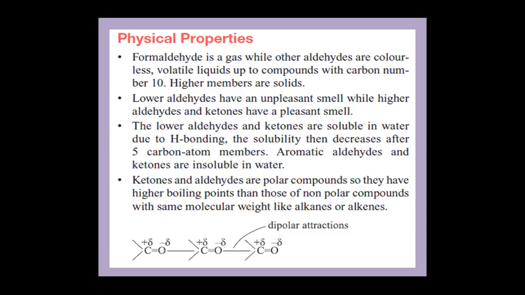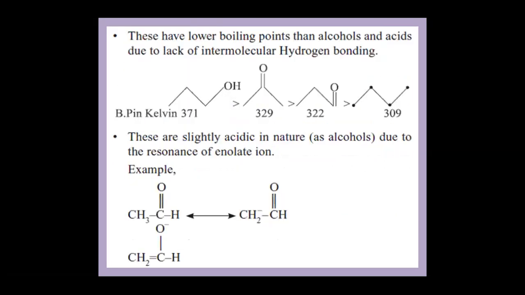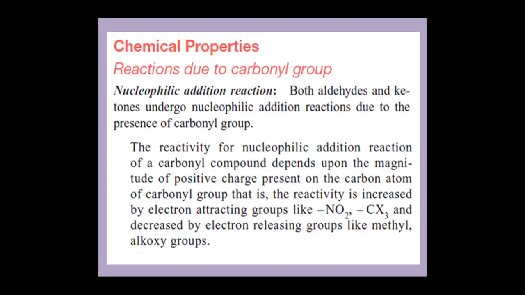Ketones and aldehydes are polar compounds, so they have higher boiling points than those of non-polar compounds with the same molecular weight, like alkanes or alkenes. These have lower boiling points than alcohols and acids due to the lack of intermolecular hydrogen bonding. Aldehydes and ketones have lower boiling points as compared to alcohols and carboxylic acids. These are slightly acidic in nature, like alcohols, due to the resonance of enolate ions.